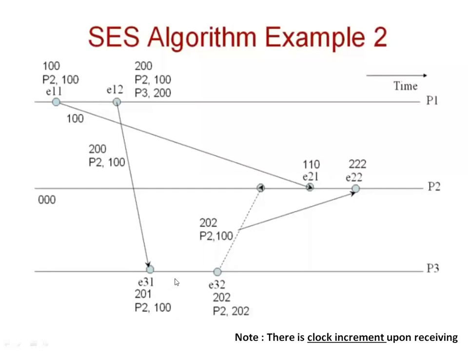Now the second event is occurring at the process P3. When the second event is occurring at the process P3, the first thing is to update its clock. Since it is the second event, 2 will remain 2, 0 will remain as it is, because there will be no change in these values. This 1 will become 2, because the third component belongs to the process P3. So the timestamp will be 202.